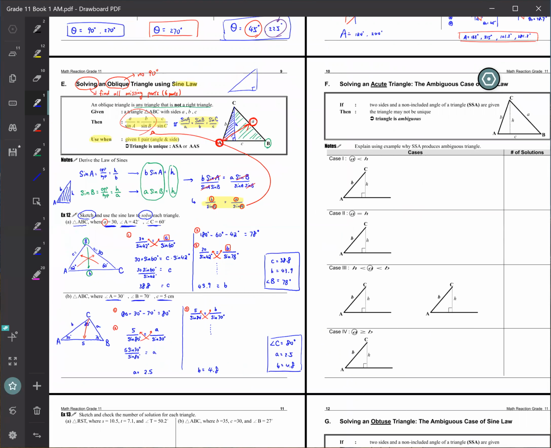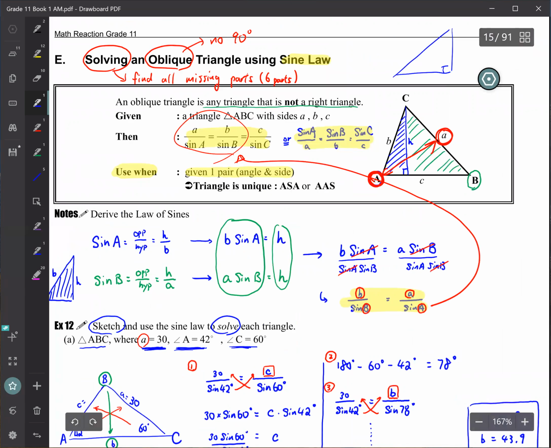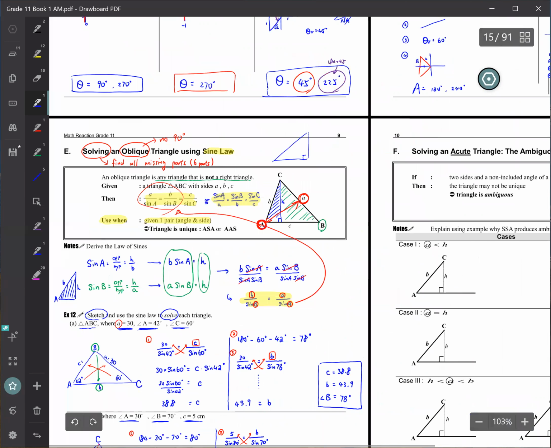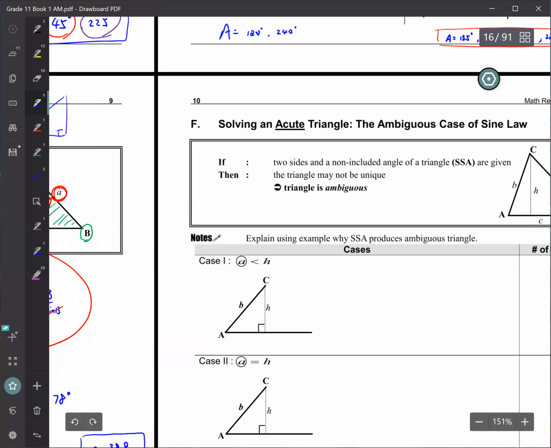So far, we mentioned that if you are given a triangle that has no 90 degree, just apply the sine law. But then there's a case called the ambiguous case of sine law. It is still sine law, but it will be ambiguous. And it's only for acute triangles. Acute triangle means all angles inside the triangle are less than 90 degrees, every single one.